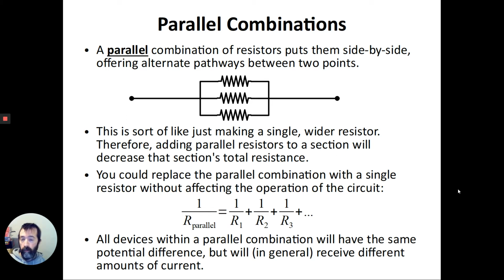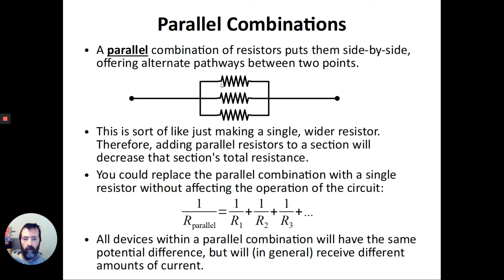And lastly, in contrast to a series combination, in a combination like this, all 3 of the objects, or however many there are, I drew 3, are going to have the same potential difference, but they probably will not have the same amount of current. So if we think again about putting 12 volts between the 2 dots, the right-hand dot is at 0 volts, the left dot is at positive 12.